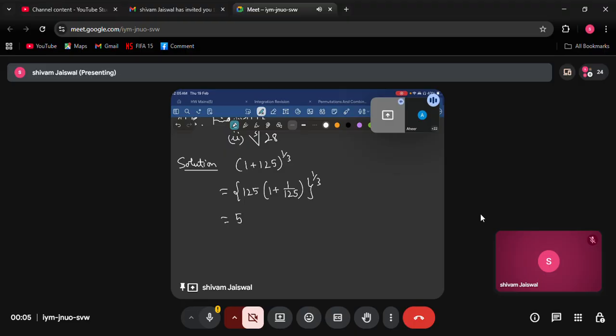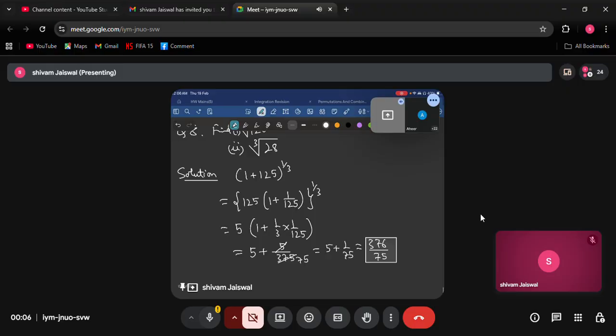This will be equal to 5 common, within brackets 1 plus nx, that is 1 by 3 into 1 by 125. Are you people getting this? This will be equal to 5 plus 1 by 375, you can say 5 by 375. This will give us 5 plus 1 by 75, which is equal to 376 by 75. Is it clear to everyone? Tell me. Yes, sir.